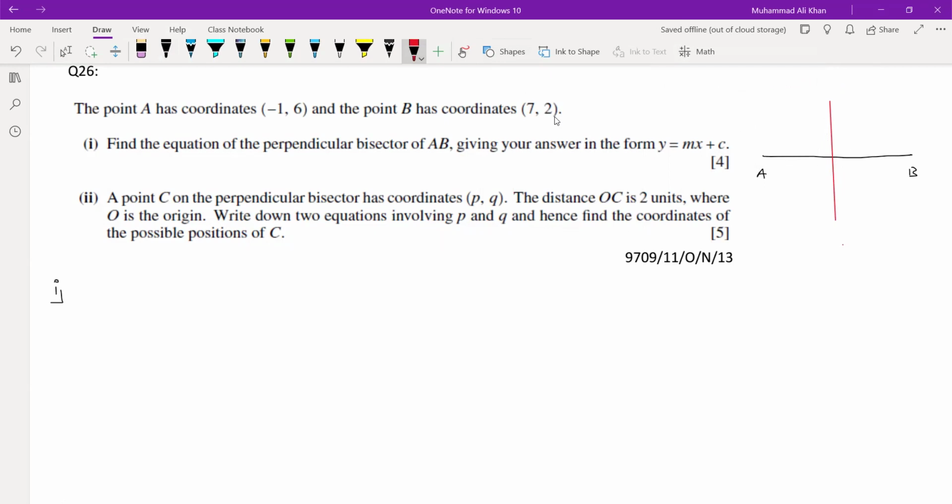For the perpendicular bisector, first of all, we have to calculate the midpoint of AB. Yes or no? Yes. Now, the midpoint of AB is (-1 plus 7) divided by 2, which is 3. Now, (6 plus 2) divided by 2, which is 4. So 3 and 4.